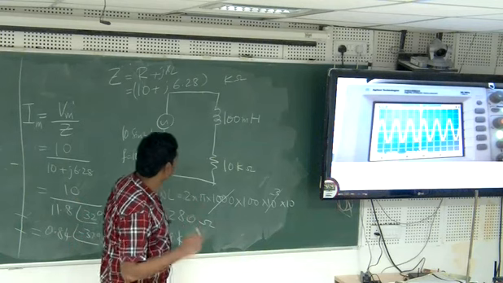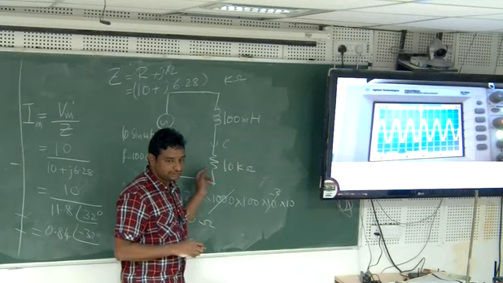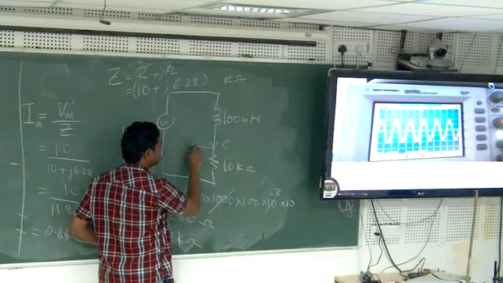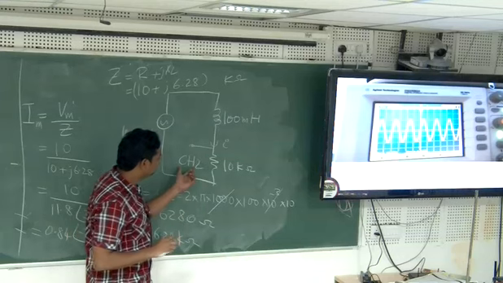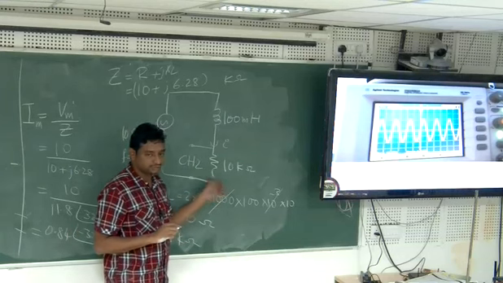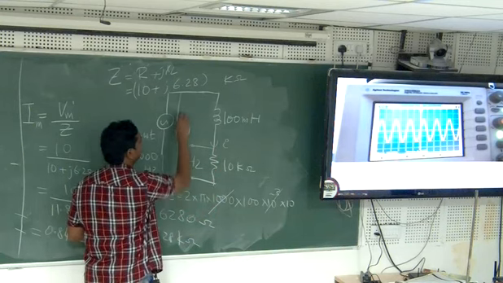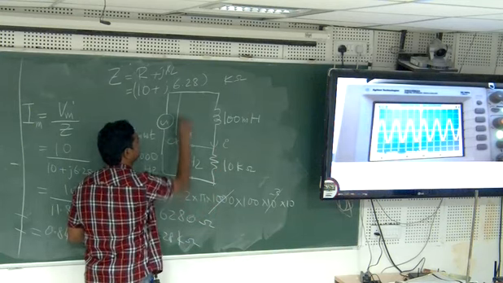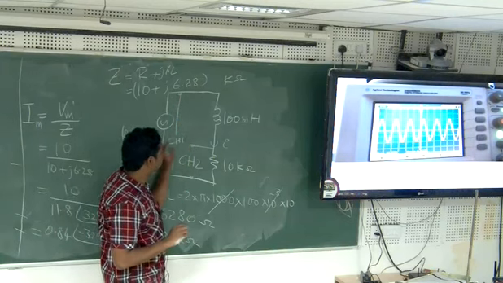But because the current is proportional to the voltage across the resistor, what I will do is, channel 2, I will write it CH2, will measure the voltage across only R, and channel 1, CH1, will measure the complete voltage. Now I want to compare channel 1 and channel 2.